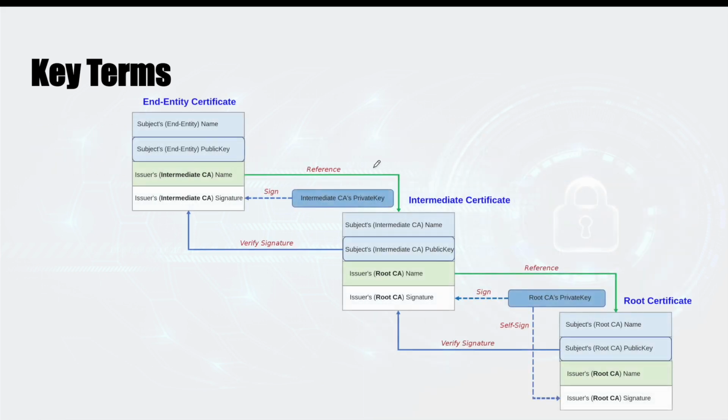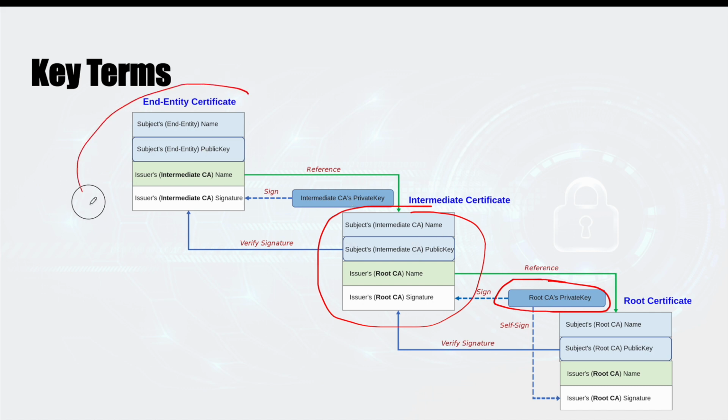To see the same thing in a different view, there is a root certificate which is signed by the CA, and from the root certificate you generate intermediate certificates. The intermediate is signed by the root CA's private key, and the end entity certificate is signed by the intermediate CA's private key.